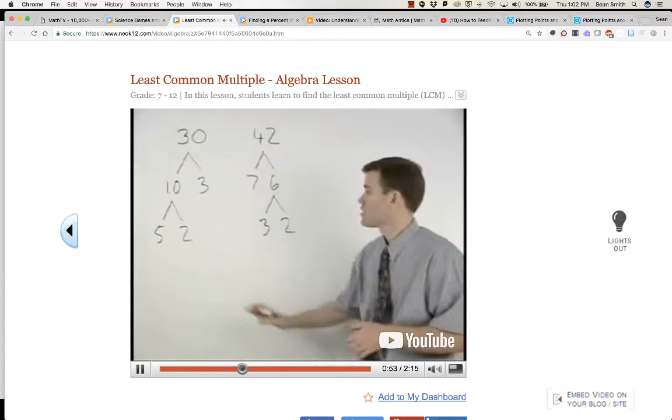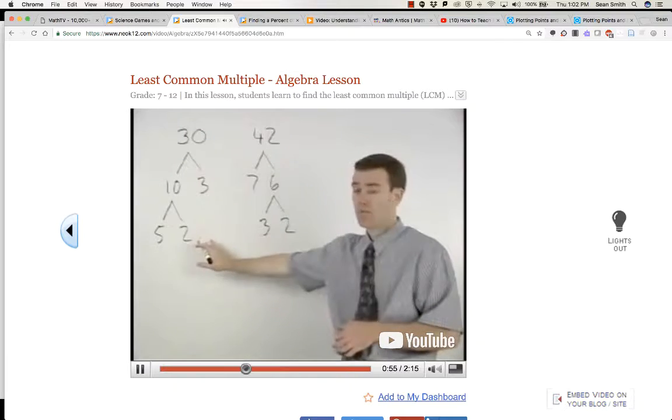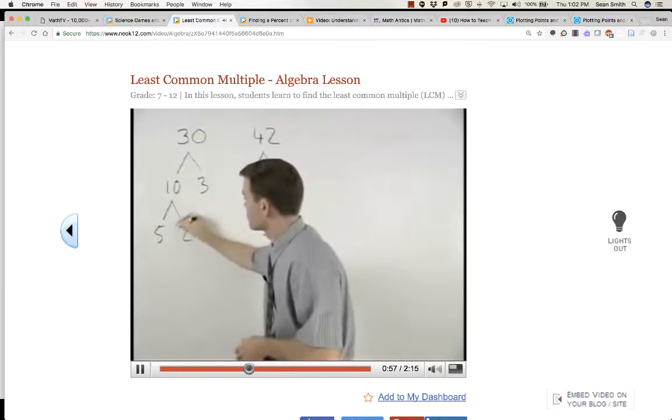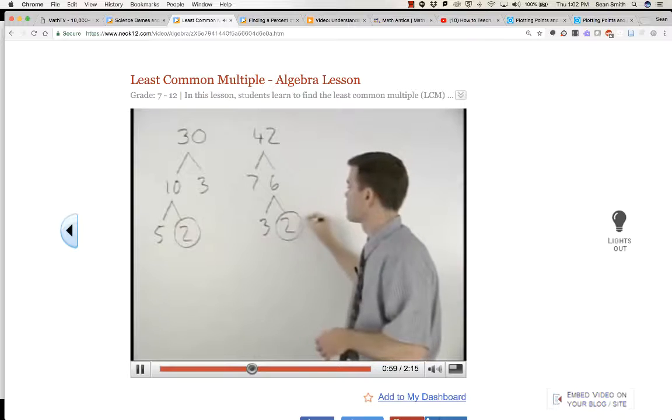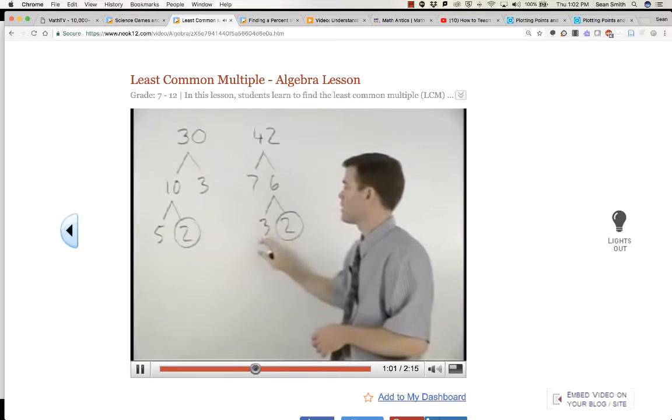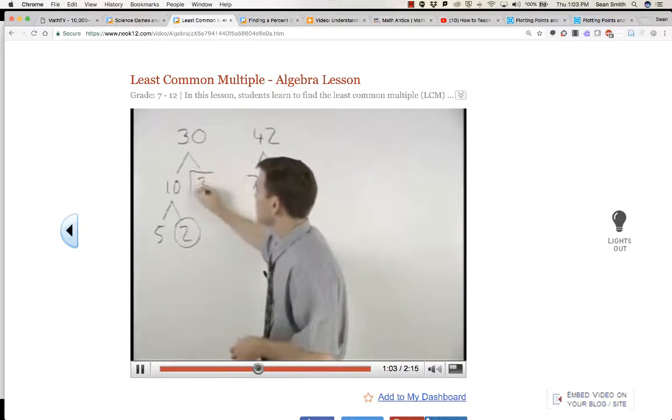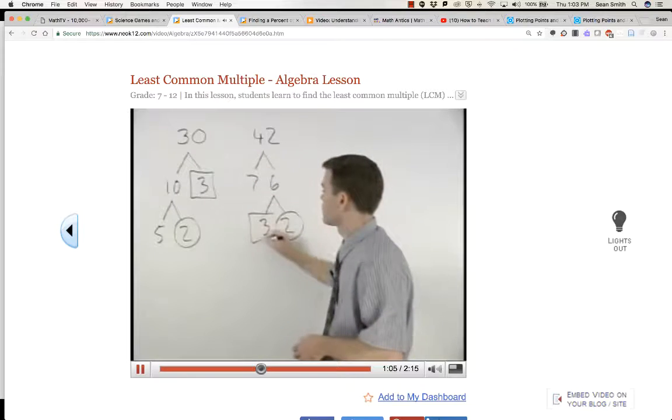Notice that our 2's match up as factors of each of our integers. And our 3's also match up as factors of each of our integers.